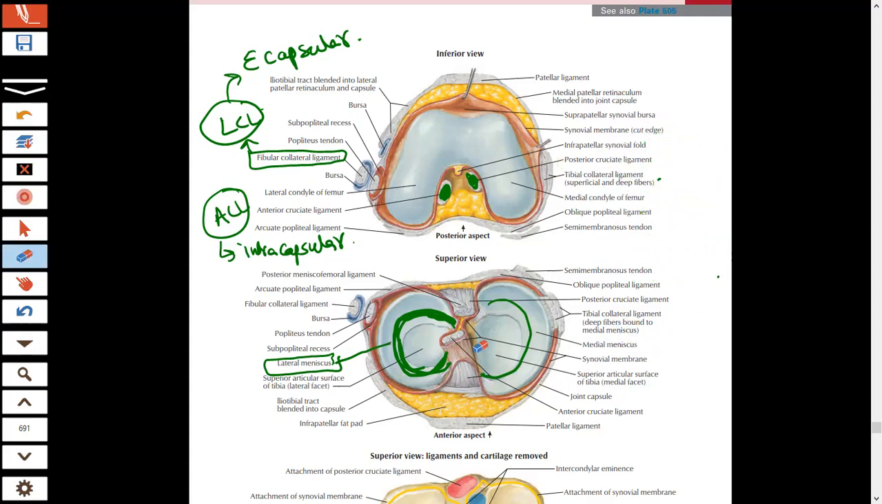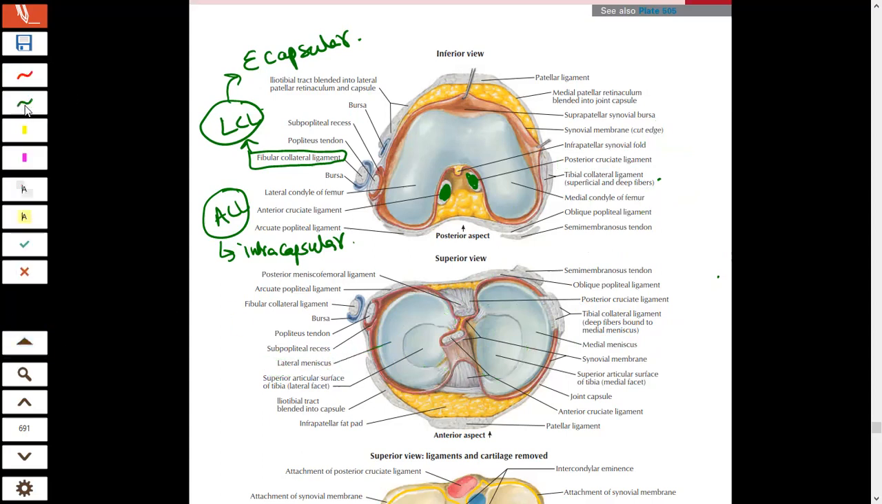First of all, see this diagram. Then you can understand what I am trying to explain to you, because you must understand these ligaments. See this one. This is the most posterior side, and this is your posterior cruciate ligament. So this is your PCL.